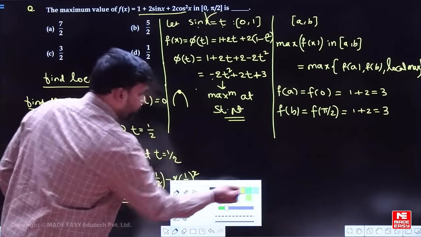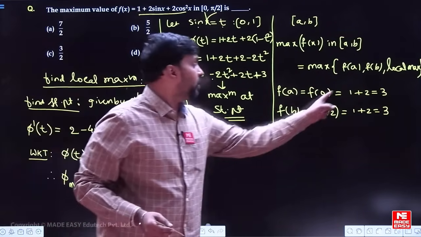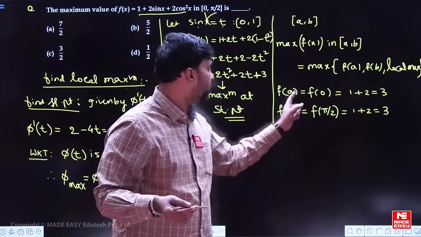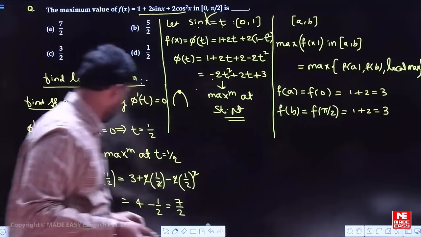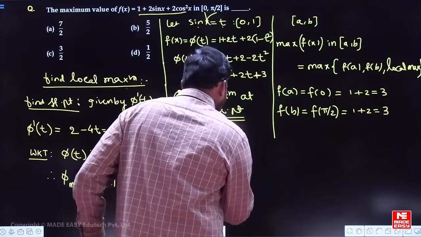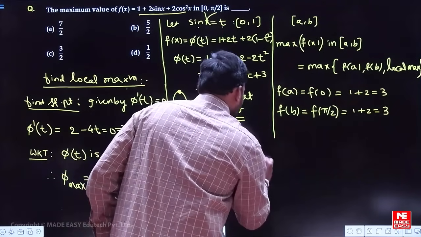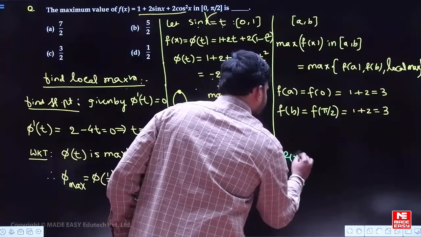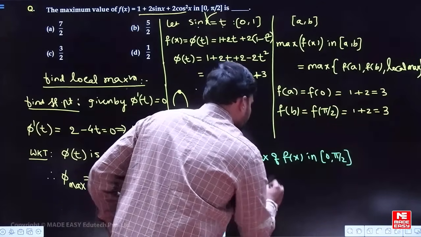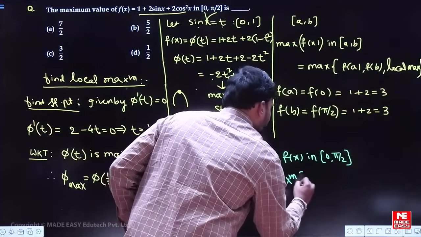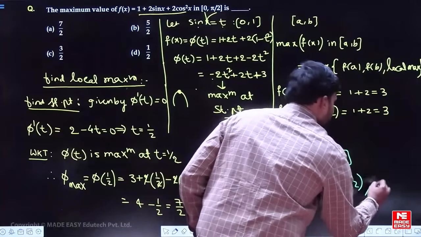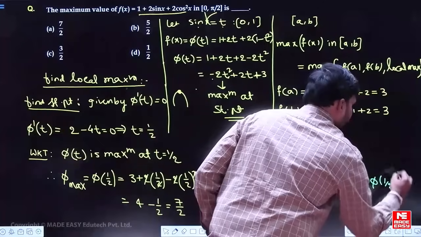Now have a look at this point. So now here you can see the extreme values have come. At the boundaries the function value is 3 comma 3, and at the local maxima the function is 7 by 2. So therefore the maximum of f of x in the interval 0 comma pi by 2 is given by the maximum of f of 0, f of pi by 2, and phi of 1 by 2.